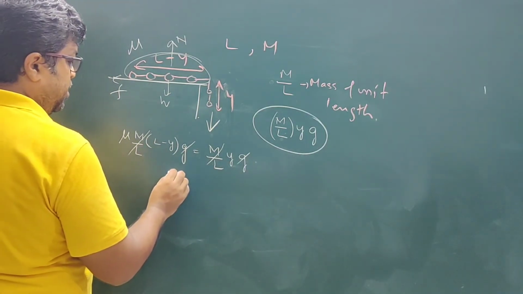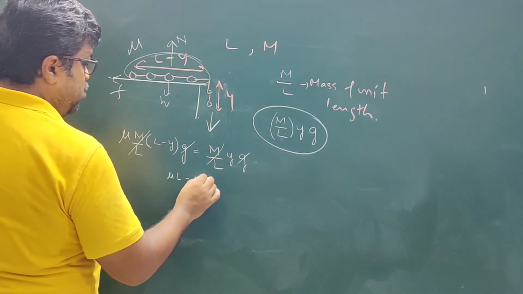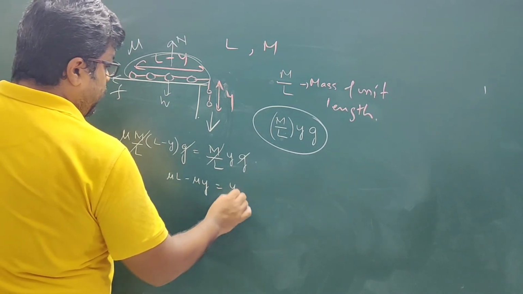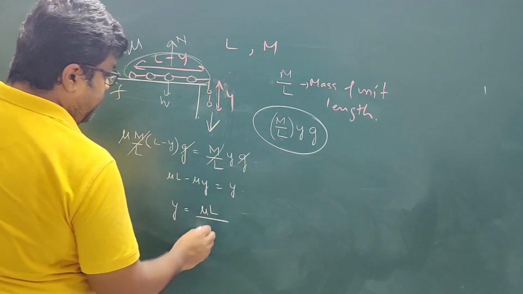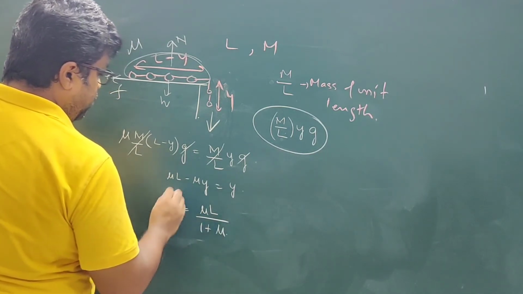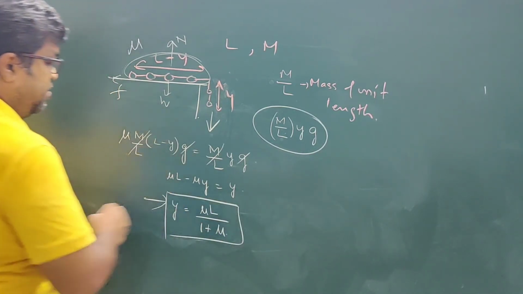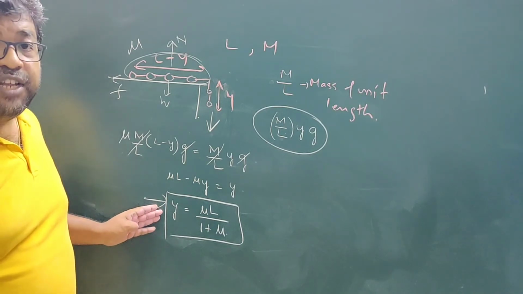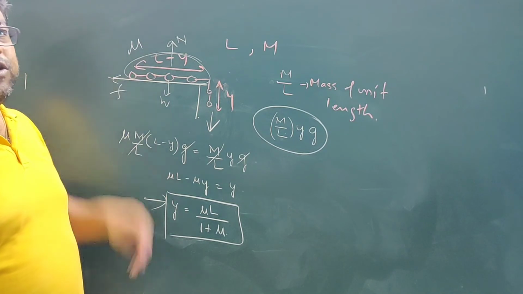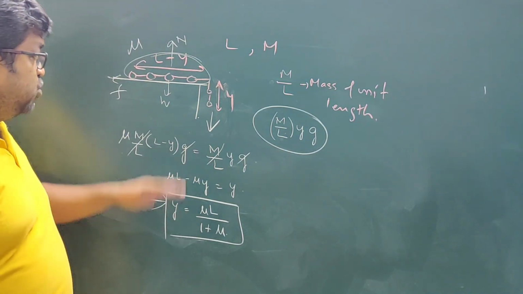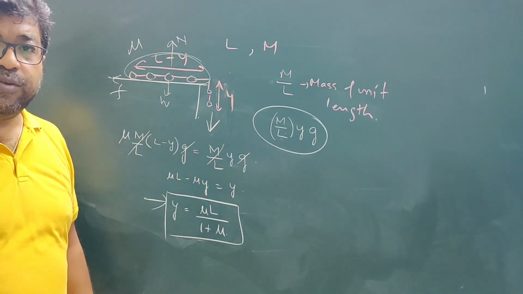So this is mu L minus mu Y is equal to Y. So Y is equal to mu L divided by 1 plus mu. So this is the maximum length of the chain that can hang over the edge, so that this part remains on the table. Okay, so I hope this solution is clear to you.